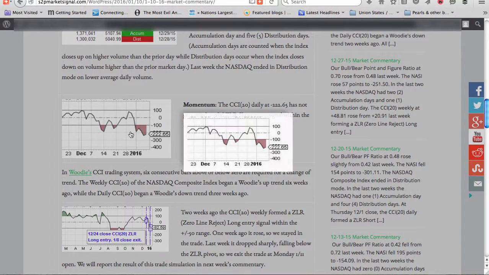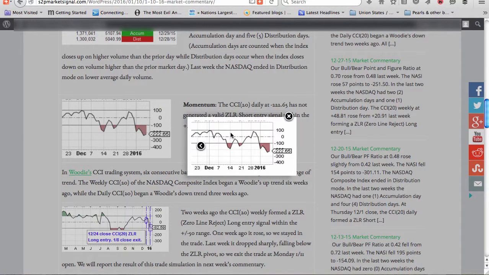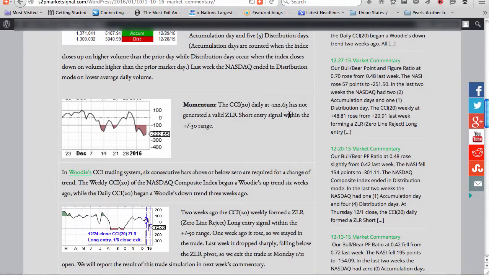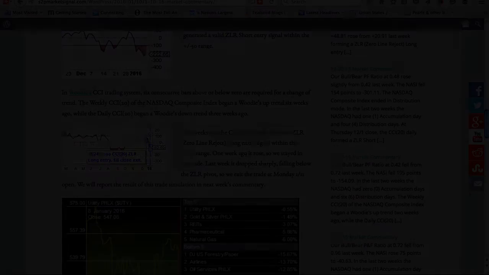Momentum. The CCI 20 daily at -222.65 has not generated a valid zero line reject short entry signal within the plus or minus 50 range. In Woody's CCI trading system, six consecutive bars above or below zero are required for a change of trend. The weekly CCI 20 of the NASDAQ Composite Index began a Woody's uptrend 6 weeks ago, while the daily CCI 20 began a Woody's downtrend 3 weeks ago.